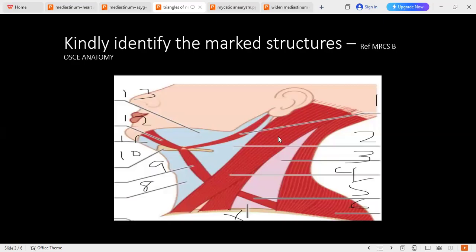Okay, this makes the landmark for the posterior triangle. Please tell me how many posterior triangles there are and what are their contents. There's one posterior triangle, and the contents are divided into nerves, vessels, muscles, and lymph nodes. There are two posterior triangles. What is this structure dividing the posterior triangles into 2? This is number 7. And this is number 3.